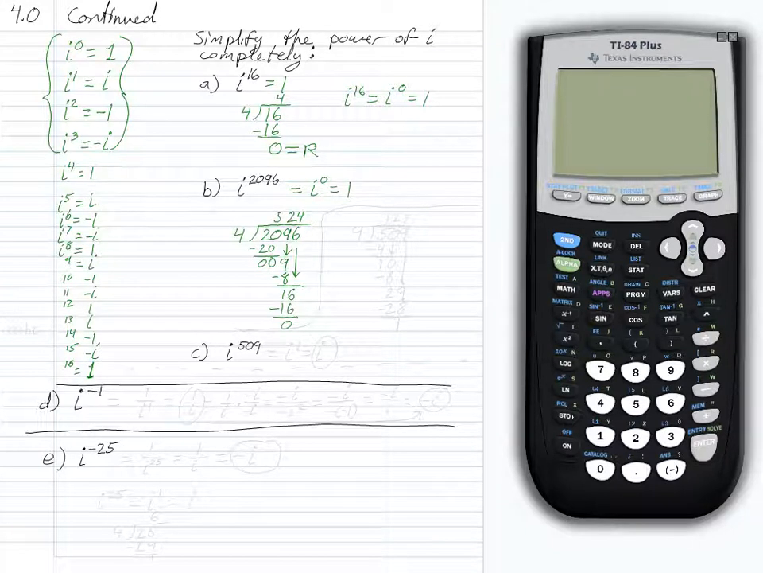Let's see one more of those. Here we have i to the 509th. Again, it would not be convenient for me to count out to 509 and see which of the 4 possibilities we end up with. So instead, I'll take 509 and divide that by 4.